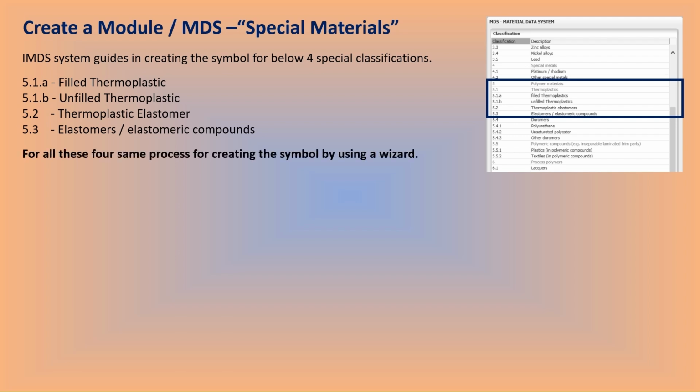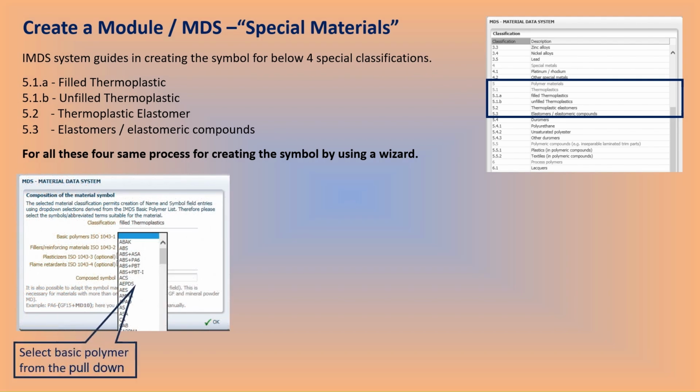Create a module MDS for special materials. The IMDS system guides in creating the symbol for the below 4 special classifications: 5.1.A Filled thermoplastic, 5.1.B Unfilled thermoplastic, 5.2 Thermoplastic elastomer, 5.3 Elastomers, elastomeric compounds. For all these 4, the process is the same for creating the symbol by using a wizard.